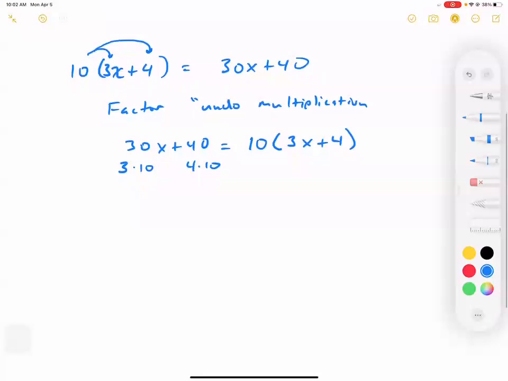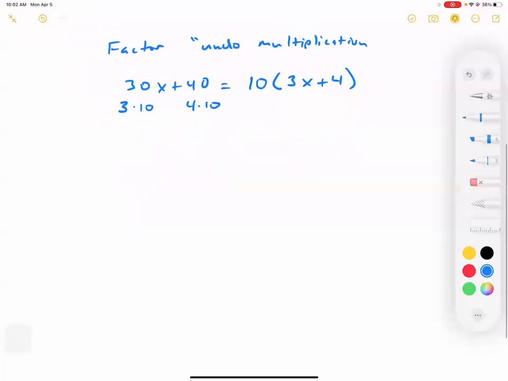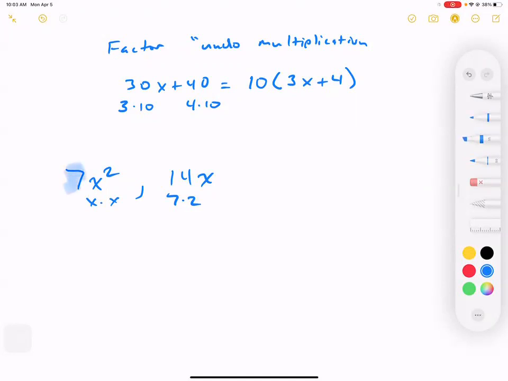Okay, so our goal here is to, again, factor, undo what we're multiplying. Now, let me just give you some questions here. If I give you terms like, let's say 7x squared and 14x, can you tell me what these two terms have in common? You probably say that they both have a 7, and you're right. And do they both have x squared? No, they both at least have one x, right? So they both at least have one x. So let me highlight what we have in common: a 7 and at least one x.